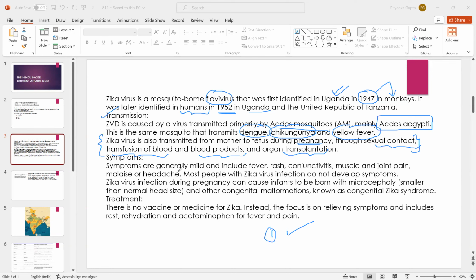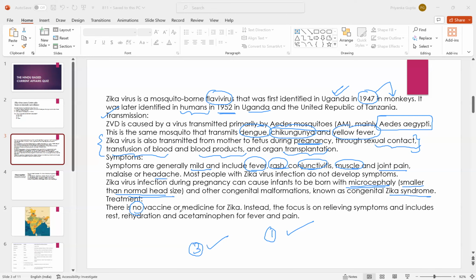What are the symptoms of Zika? Symptoms are generally mild. They include fever, rash, conjunctivitis, muscle and joint pain, headache. Most people with Zika do not even develop these symptoms. Zika virus infection during pregnancy can cause infants to be born with microcephaly. What is microcephaly? It is an abnormal situation where the infant is born with a smaller than normal head size, which means our statement about microcephaly, statement number 3, is also correct. There are also other congenital malformations known as congenital Zika syndrome.